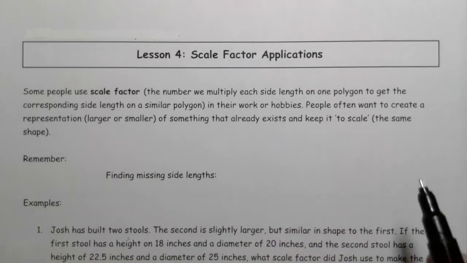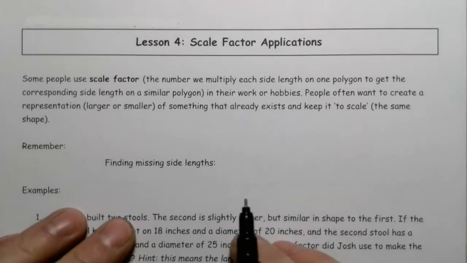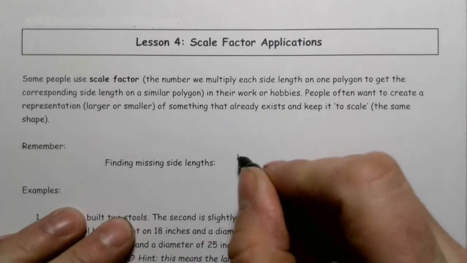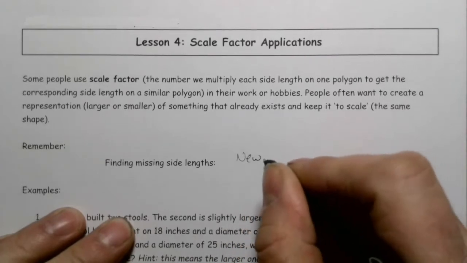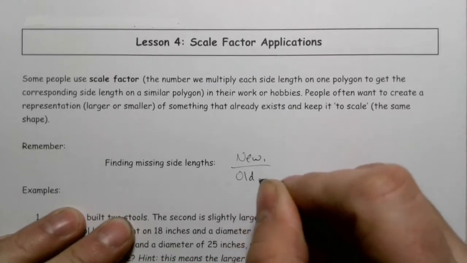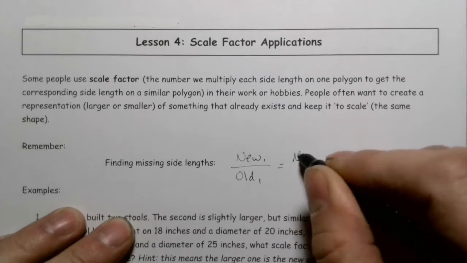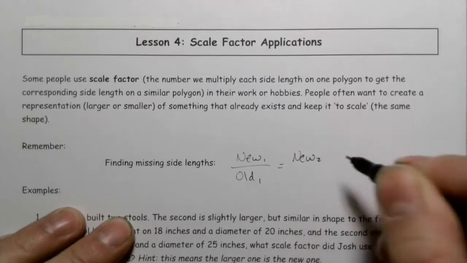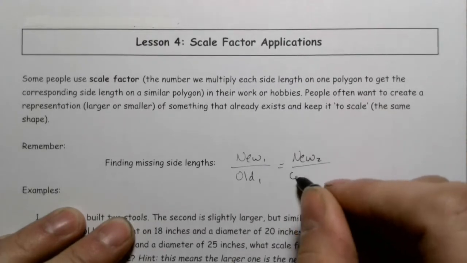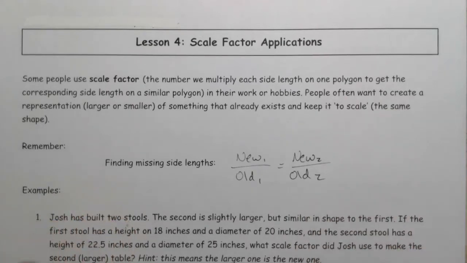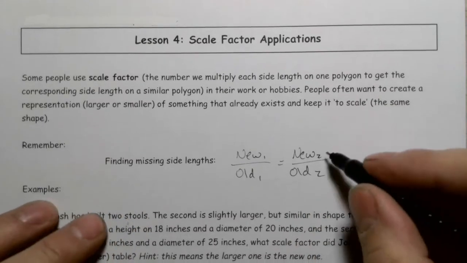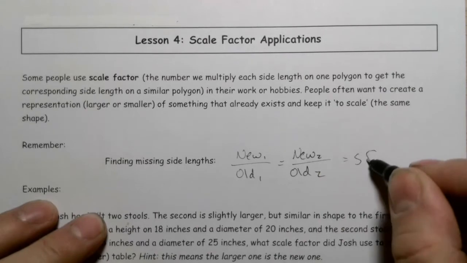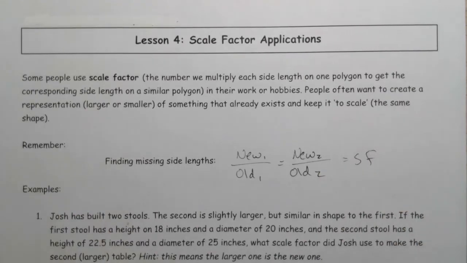Okay, so people often want to create a representation of something that already exists. They want to scale it up or they want to scale it down. And remember that typically what we're going to do here is we're going to have the new side 1 compared to old side 1. That ratio should be the same as the length of the new side 2 over the old side 2. Okay, and that's kind of how we're going to build this. And remember, this ratio here is going to equal our scale factor. So anyway, let's take a look at some examples of how that'll work.